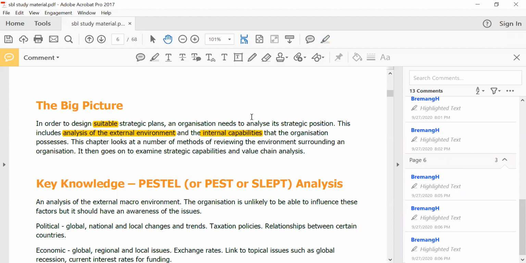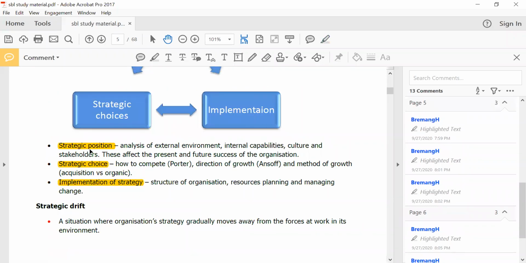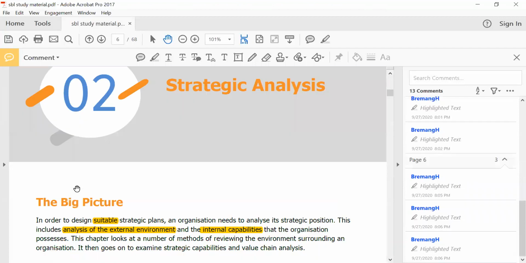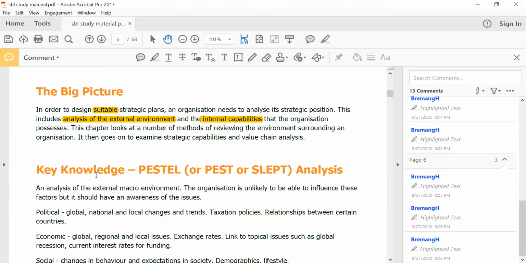For now, in the analysis of strategic position, we are not looking at all the perspectives that we talked about. What are the perspectives under strategic position? That is analysis of external environment, internal capabilities, culture, and stakeholders. We'll come later on to look at culture according to Charles Handy, and stakeholder management according to the Mendelow matrix. But at the moment, we are looking at the two main elements under strategic position. We are going to analyze them: external environment and internal capabilities.